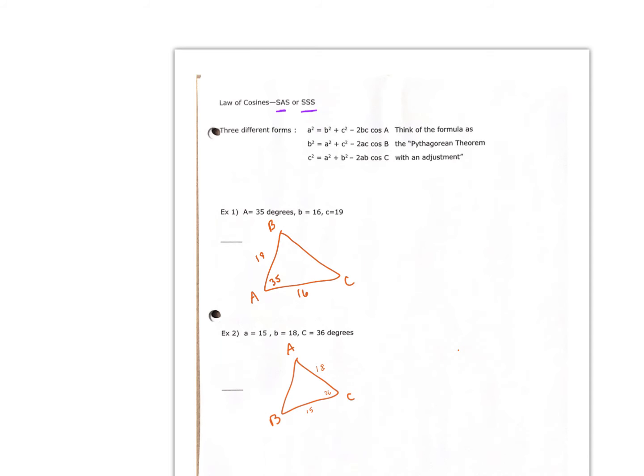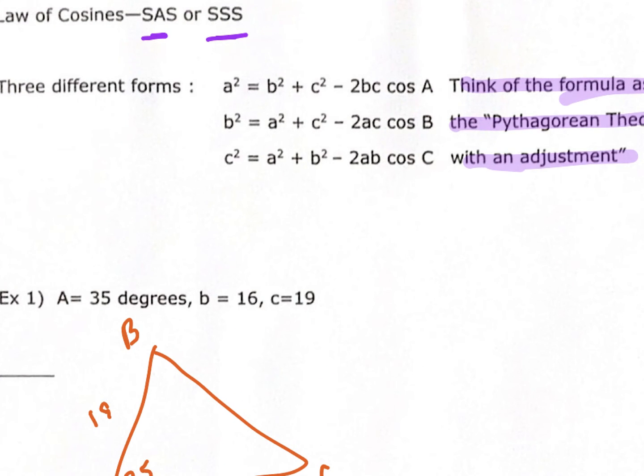Notice, I put a little note here. It says, think of this formula as the Pythagorean theorem with a bit of an adjustment. So if you look, this is a squared plus b squared equals c squared, but then there's this little adjustment here at the end. And that's what we have to kind of deal with mathematically, is think about how that affects things, okay?